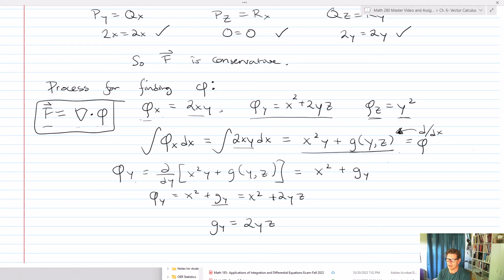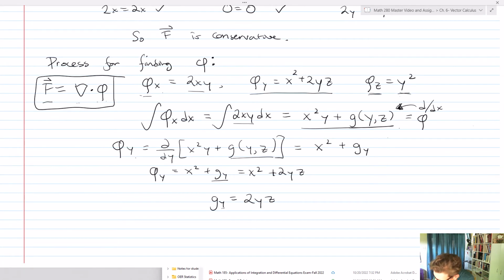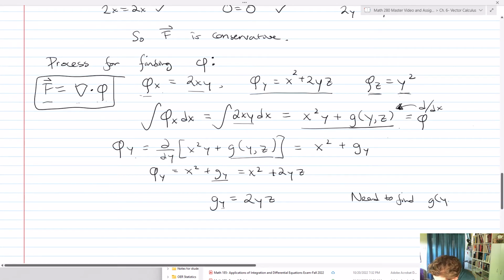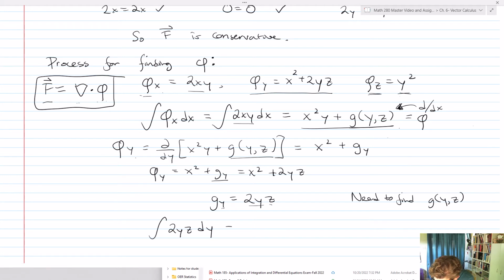Awesome. Very, very good. Okay, so now I'm going to need to take the integral of gy with respect to y to give me back g of yz, because I need to find g of yz. How I'm going to do that is integrate this derivative. So I'm going to integrate 2yz with respect to y. And that's going to end up equaling y squared z plus some function with respect to z only.